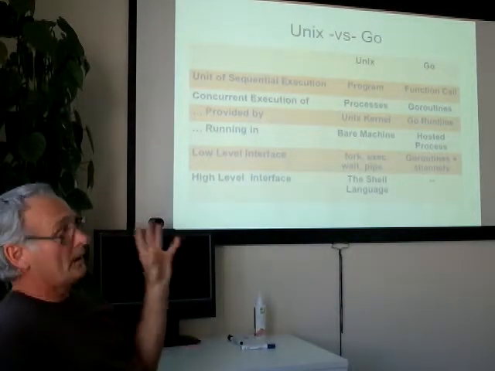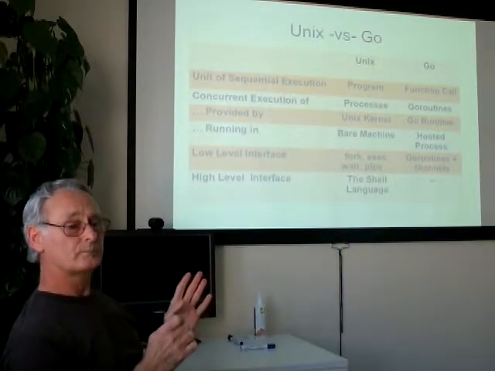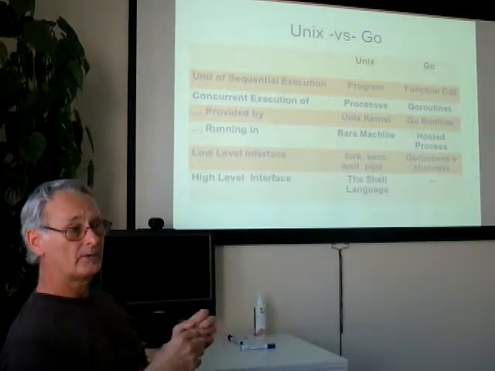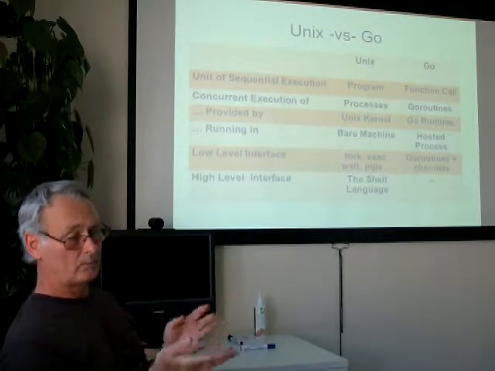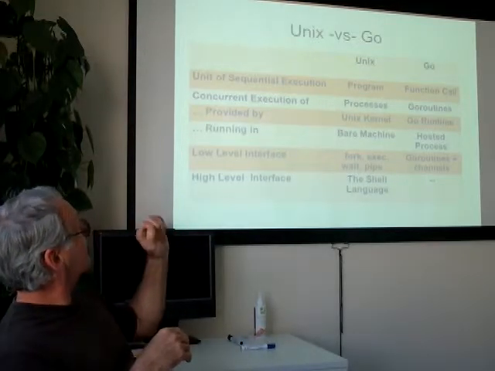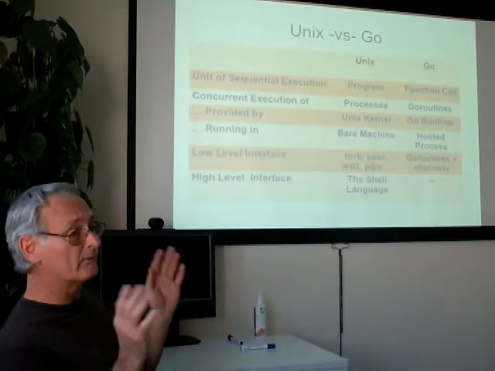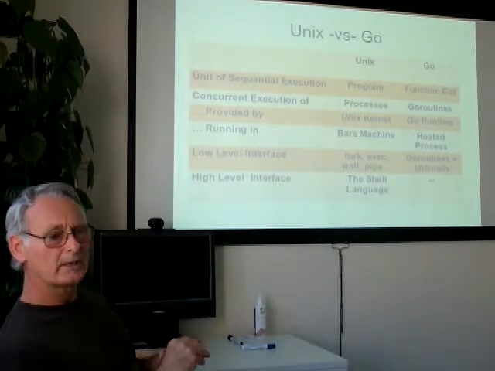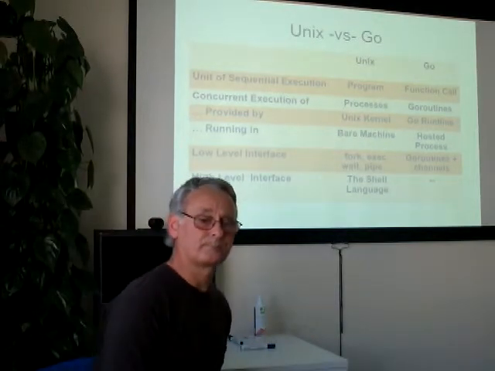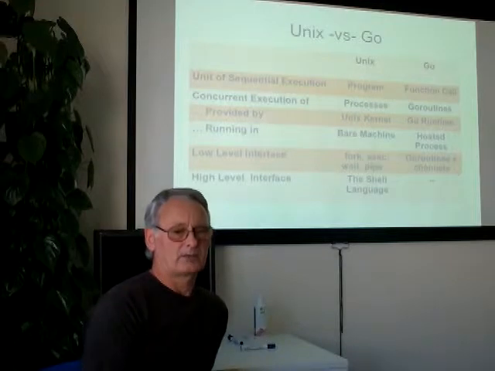Units of sequential execution. Unix, it's a complete program. In Go, it's a function call. Concurrent execution in Unix is a complete process, whereas in Go, the equivalent concept is a Go routine. So that we'll see as a parallelly running function call. These facilities are provided by the kernel or the Go runtime. In Unix's case, running on a bare machine or a virtualized one, anyway. And in Go, the runtime is actually hosted in a process running on Windows or Unix or Mac OS. There aren't Go implementations at the moment that are adequate for running on bare metal microprocessors, not ones that I'm aware of.